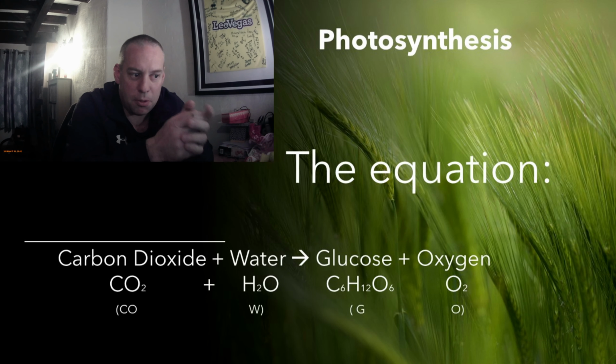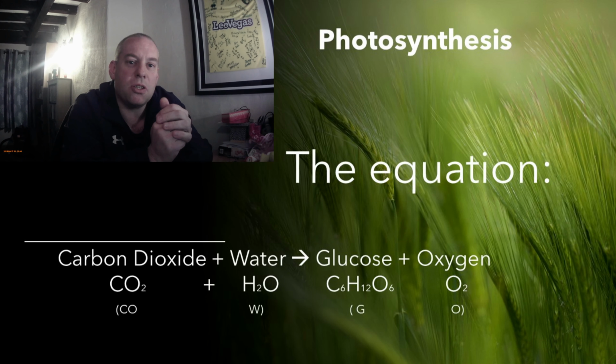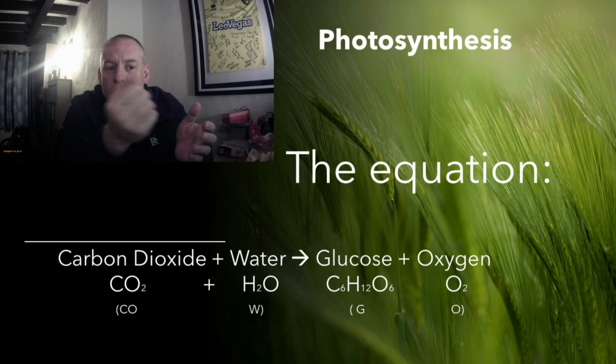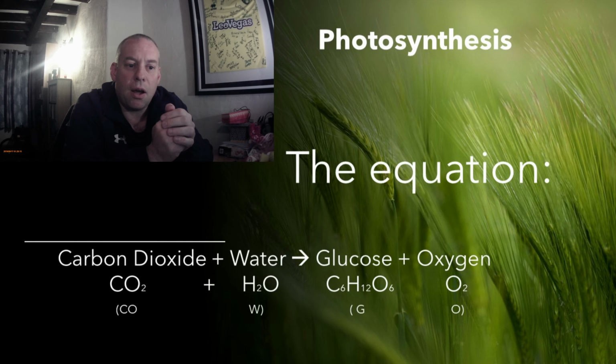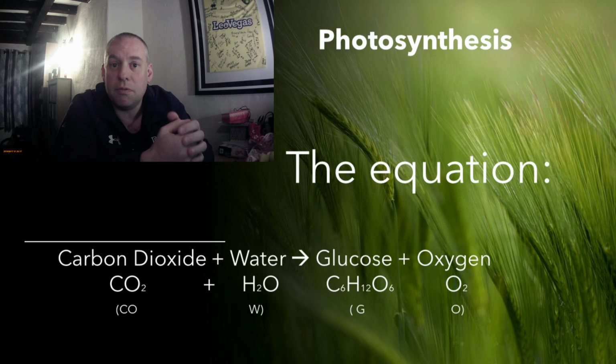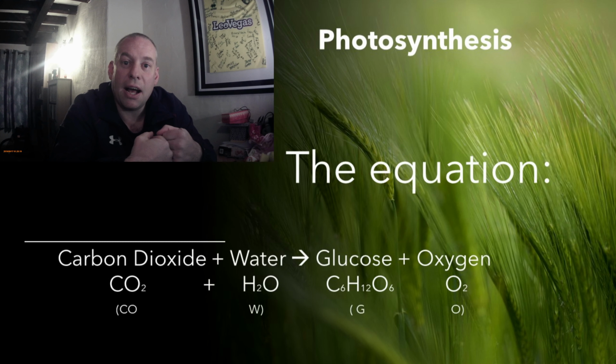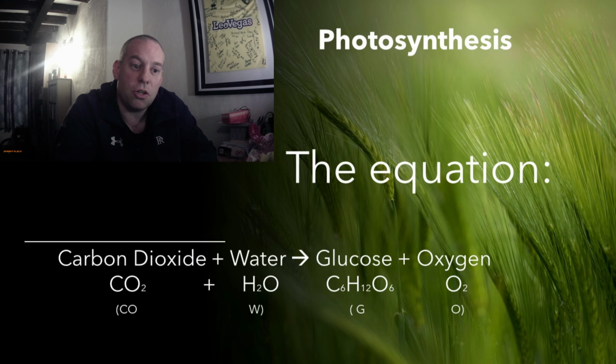Now, you've probably noticed that there is too much oxygen in the raw materials, in the reactants. The carbon dioxide and the water both have oxygen, and so we end up with some oxygen left over. That oxygen is a waste product, which is very useful for us as animals, as we use the oxygen for our respiration to stay alive.